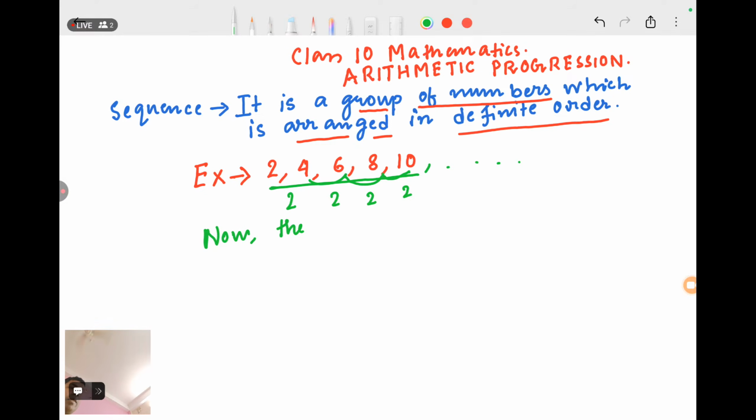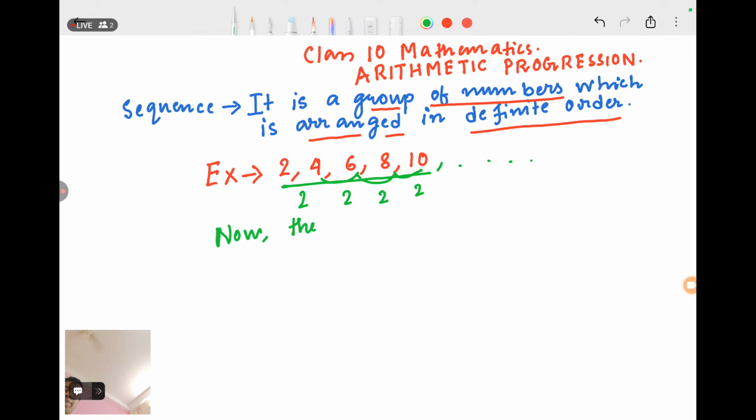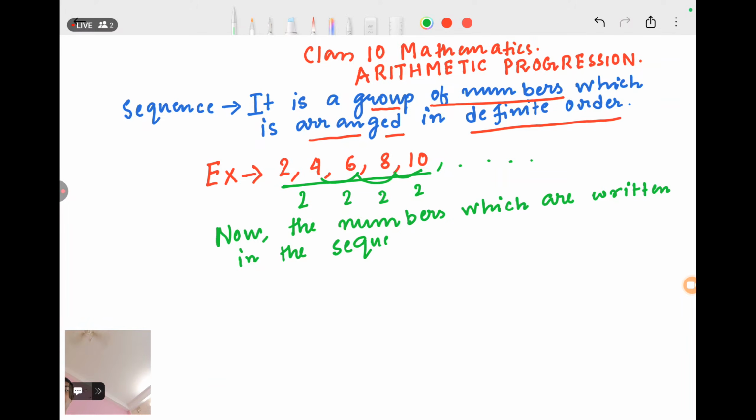Now, the numbers which are written in the sequence are known as elements.